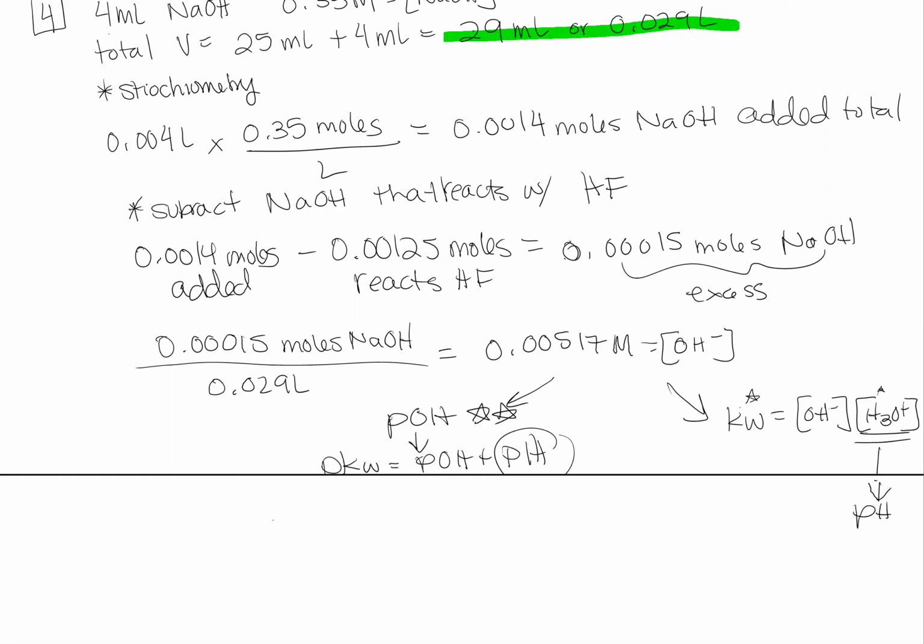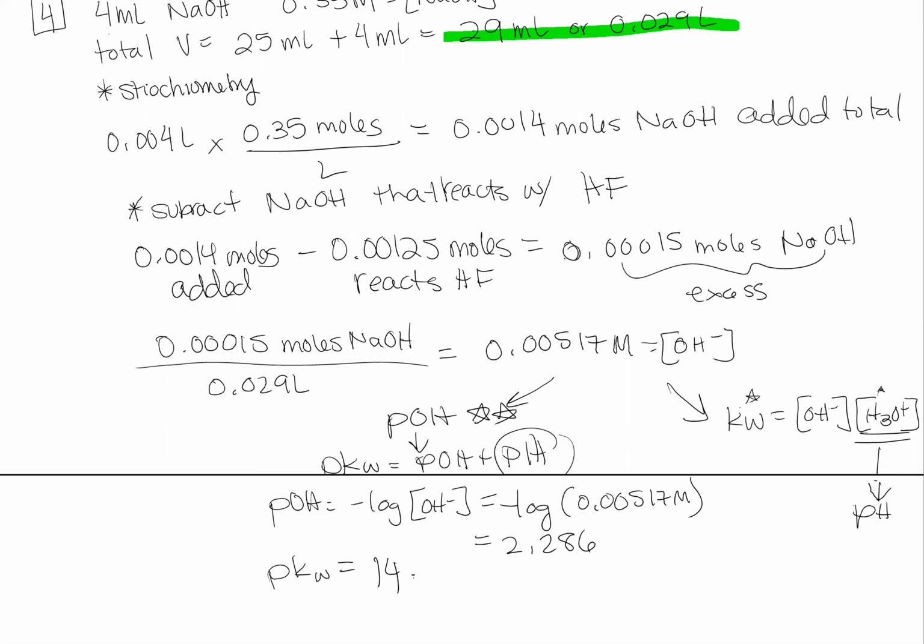So I'm going to calculate the pOH. That's going to be equal to the negative log of that hydroxide ion concentration, which is the negative log of 0.00517 molar. And that gives me a pOH of 2.286. So my pKw is equal to pOH plus pH. So that pKw value is 14. So that's equal to 2.286 plus my pH. So when I subtract that 2.286, my pH is going to be equal to 11.71.